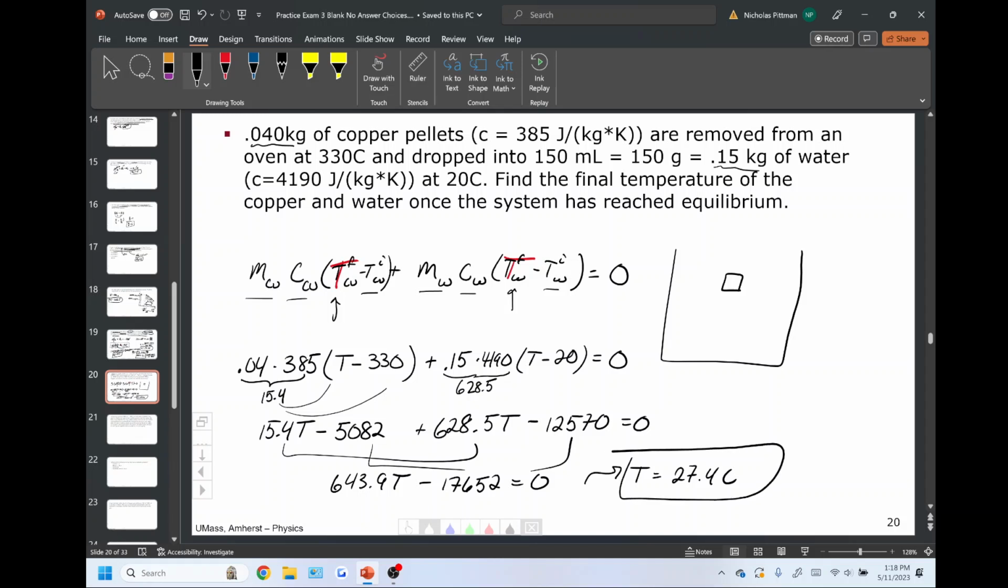Again, an important part of this question was recognizing that the copper and the water must reach the same final temperature, sticking to your guns, writing out the equation, and realizing it's just one variable appearing in two places, so you're actually definitely able to do the problem.